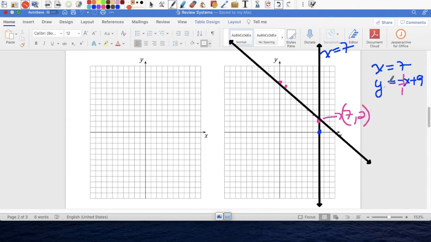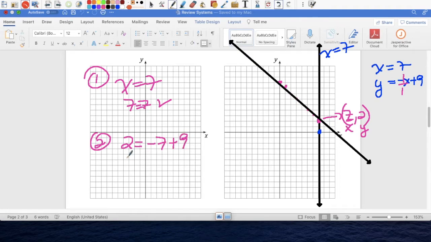Let's replace this in equation 1 and 2. So equation 1 is x equals 7. So replace the x value with this one. Remember, that's x and y. So we get 7 equals 7. So that's good. In equation 2, we have y equals negative x plus 9. So y is 2 equals negative x, which is 7, plus 9. And 2 equals negative 7 plus 9. It's 2. And it worked for both equations. So that point exists on top of both lines.